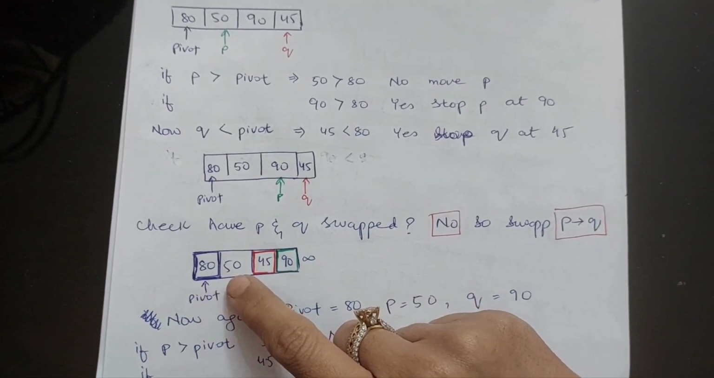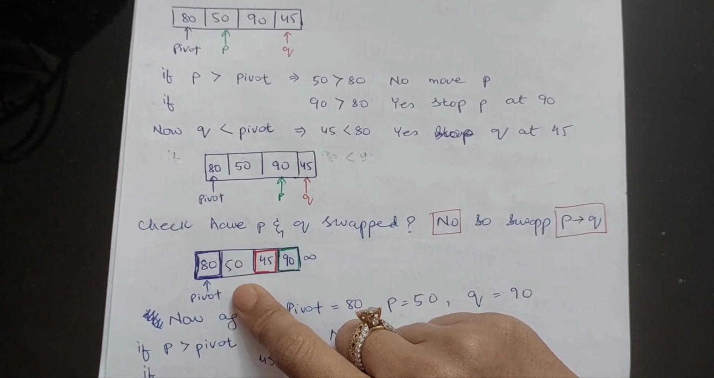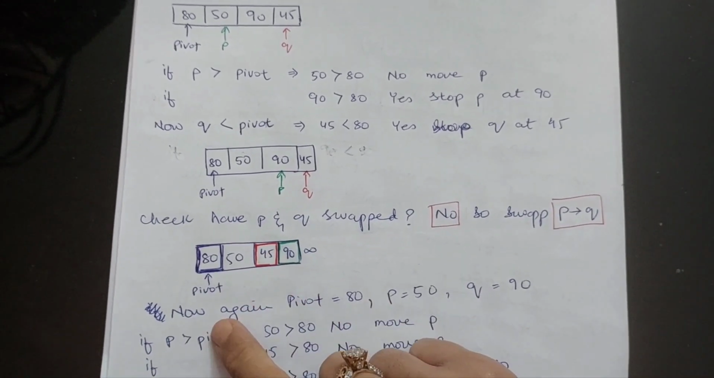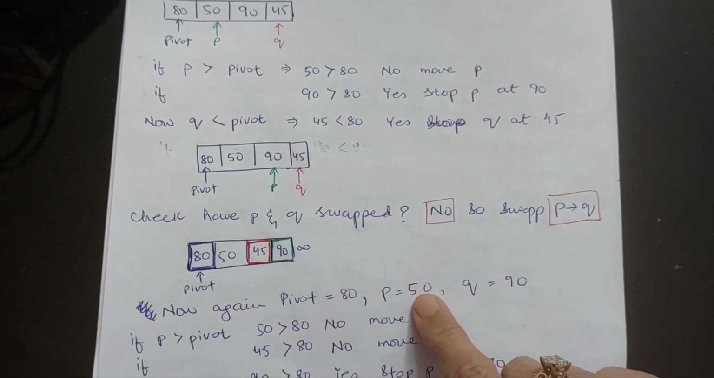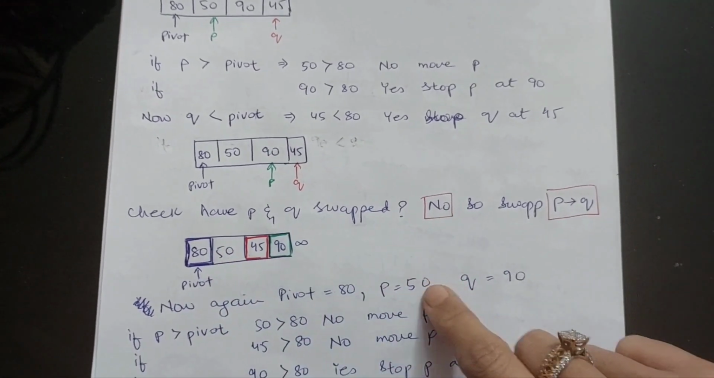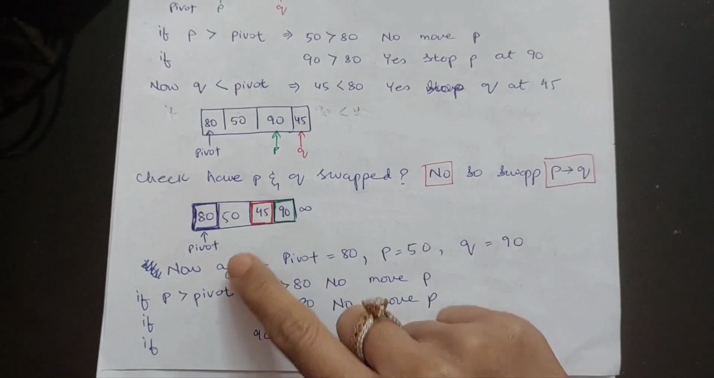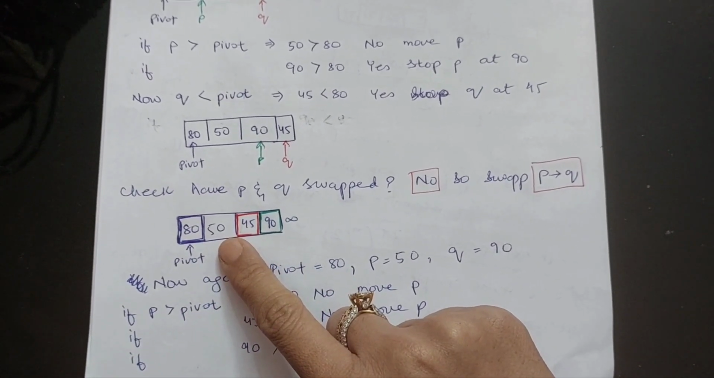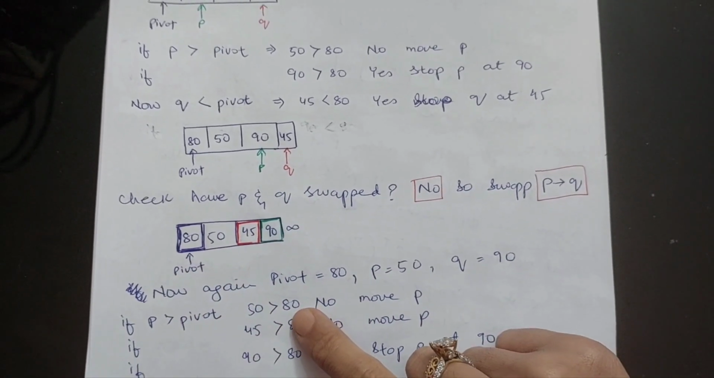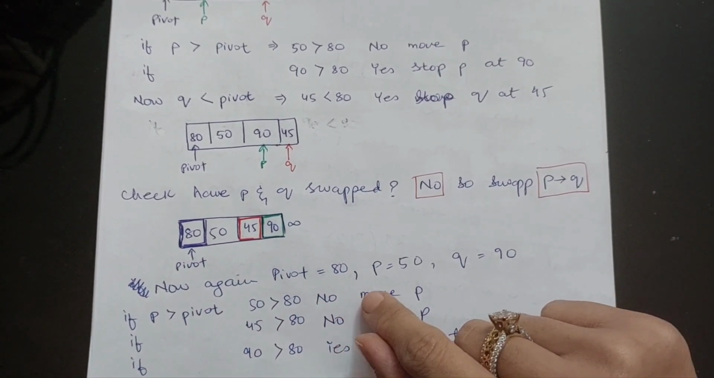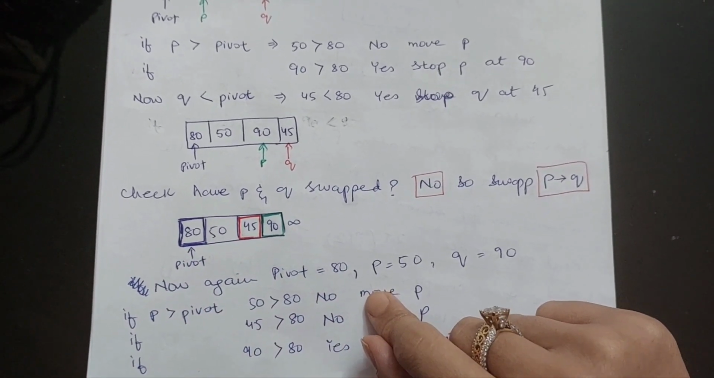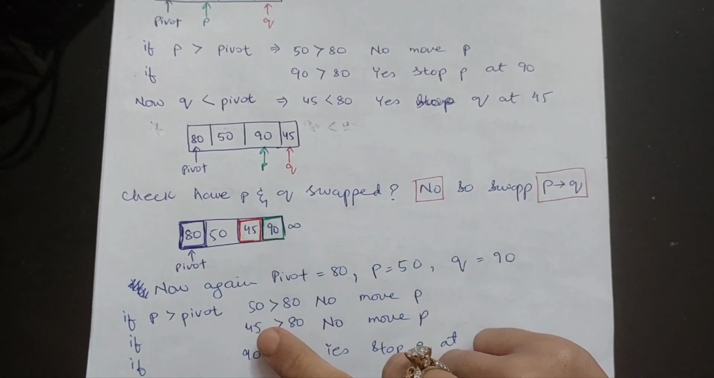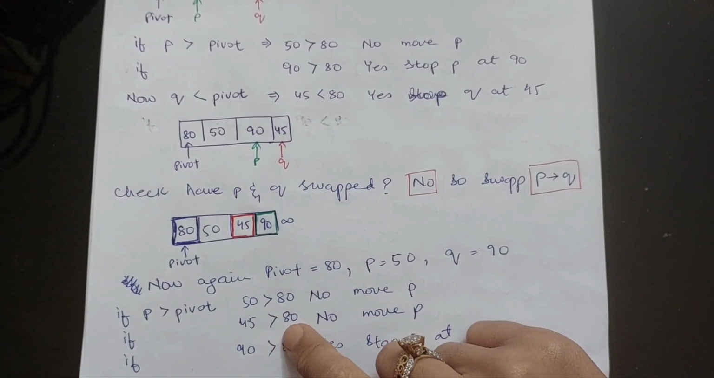We make this pivot, we place P, now again pivot is 80, we place P on this element, we place Q on this element, and I'm going to compare P with my pivot. So is 50 larger than 80? No, so it means that stopping condition is not true for P, so we will move P from 50 to 45. Okay, so is 45 larger than 80?